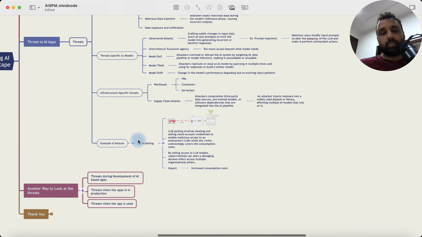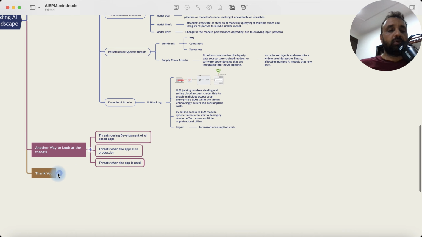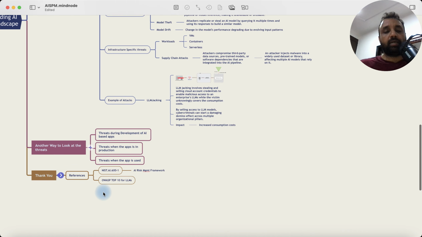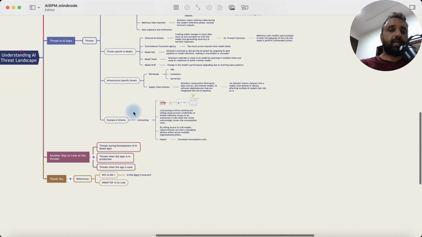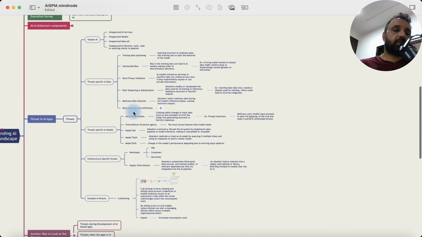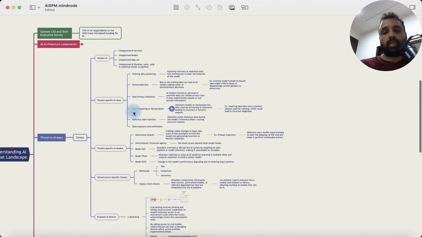Okay, so that's it. Also, I'm very thankful for the reference documents that I've found. One is the AI Risk Management Framework, also known as the NIST AI 600 document, as well as the OWASP Top 10 for LLMs. Now the OWASP Top 10 for LLMs definitely deserves a dedicated session, so I'm going to put that out. You will also find detailed notes around these topics on my blog.